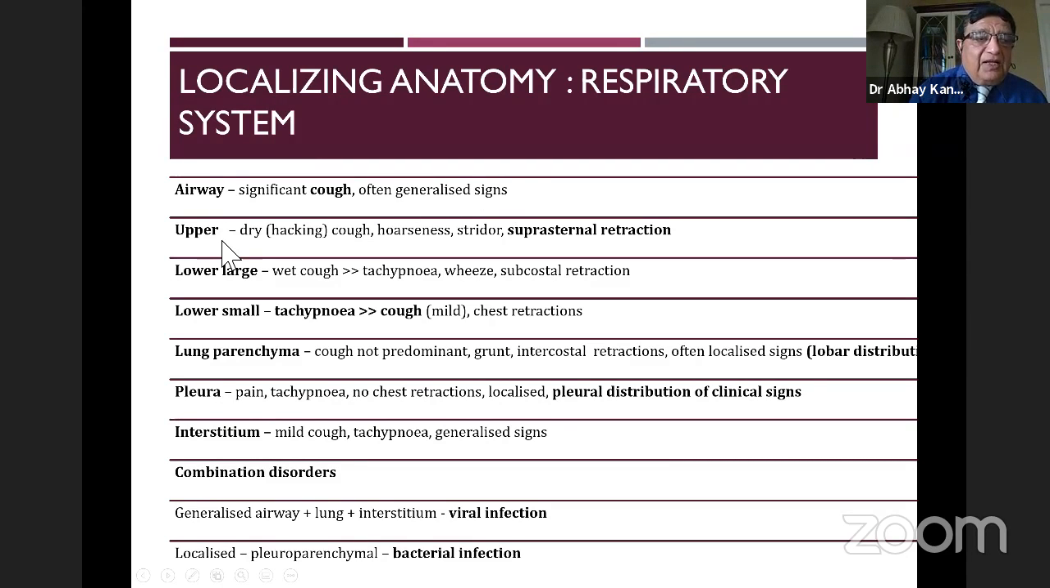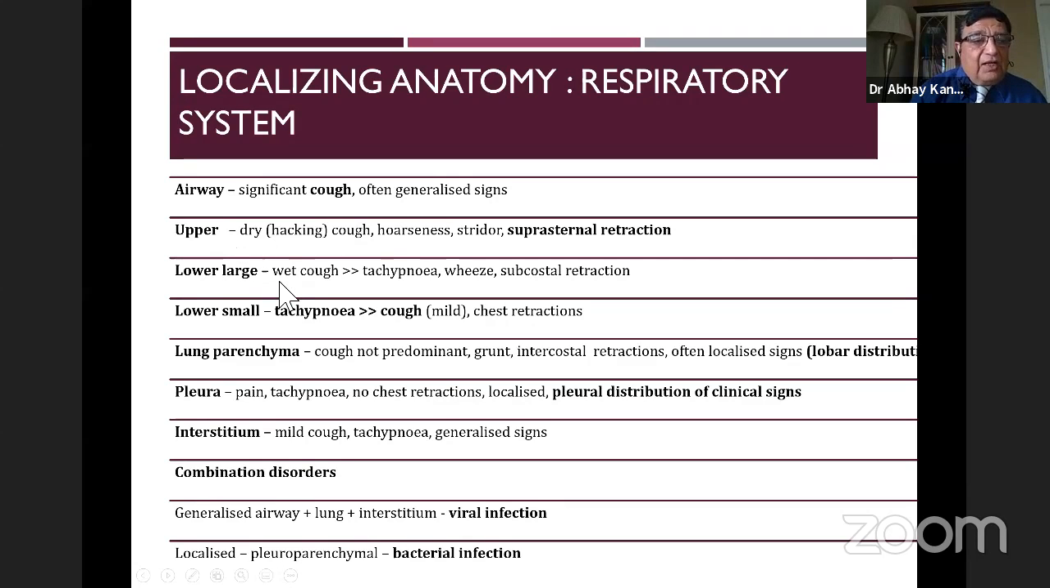In case of upper airway, when the upper airway is affected, the cough is present, but the character of the cough will be a dry, hacking cough. Sometimes it is associated with hoarseness of the voice. There may be stridor, and when stridor and hoarseness are there, usually it indicates that there is upper airway involvement, and sometimes there may be a suprasternal retraction. So when chest retractions are there, which are mainly suprasternal, it indicates that the upper airway is affected.